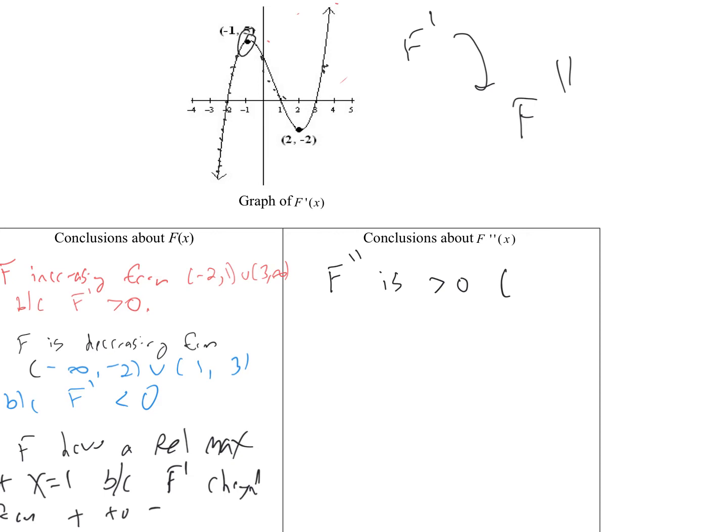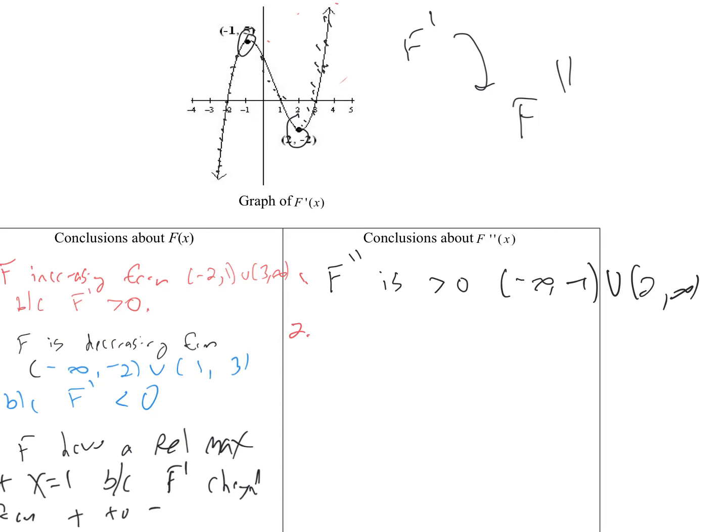Negative as I go till I get to here. Positive again as I go. So greater than 0 would have been from negative infinity to the maximum of that first derivative, which was at x equals negative 1, union, jumping all the way over here to x is 2, the slope is positive again to infinity. I can tell you that would be my first thing I noticed.